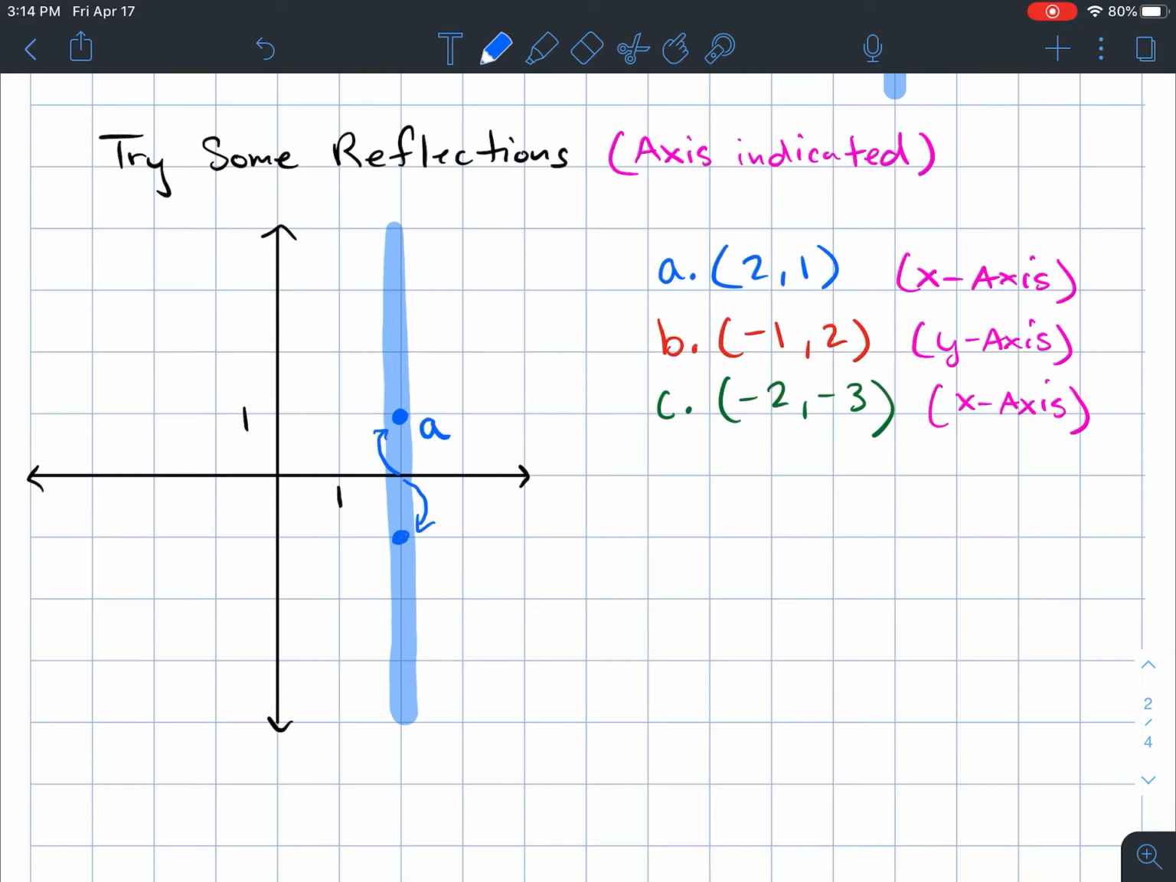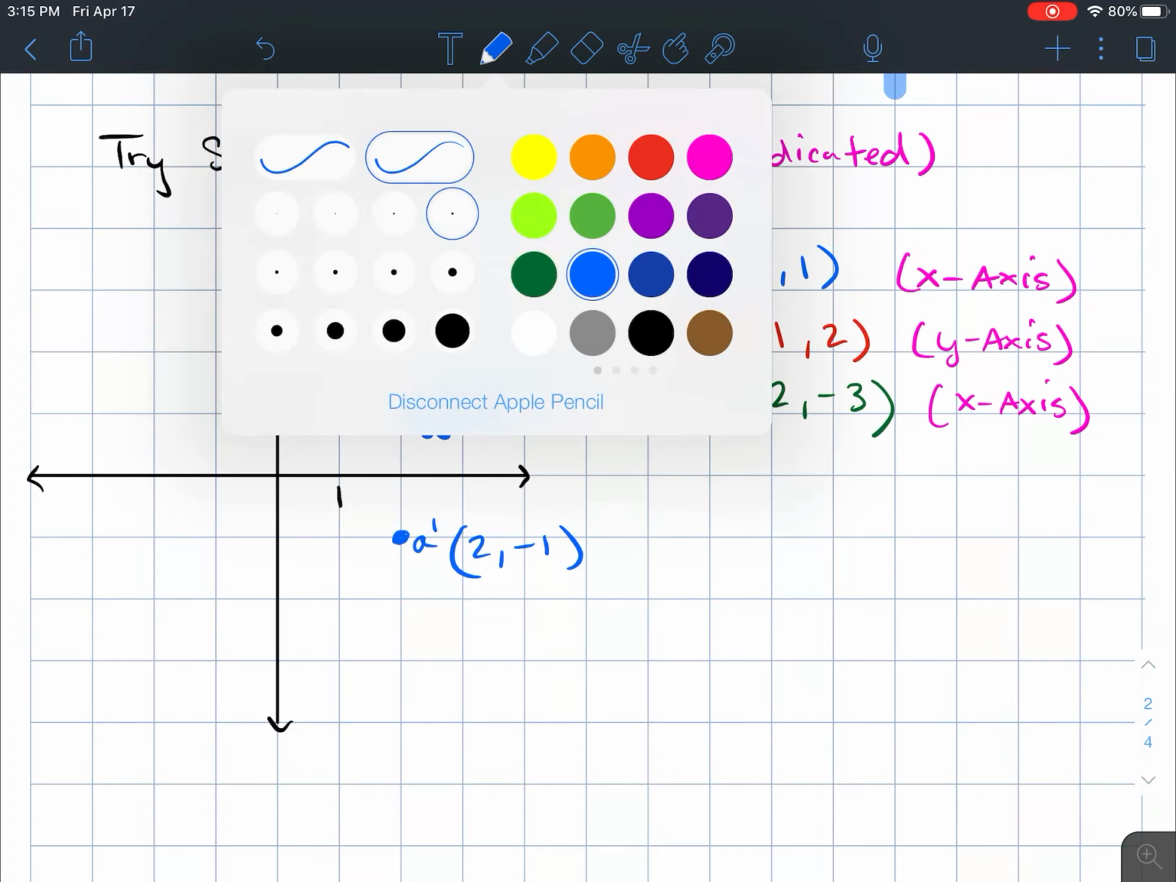And we would make our A, which is now reflected. And that little 1 on top is a symbol for prime, so that's A, and then A prime. So it's at 2, -1, and this is at 2 and 1. And again, the x's stay the same when you're reflecting over the x, and the y goes to its opposite number. So let's go ahead and take a look at B.